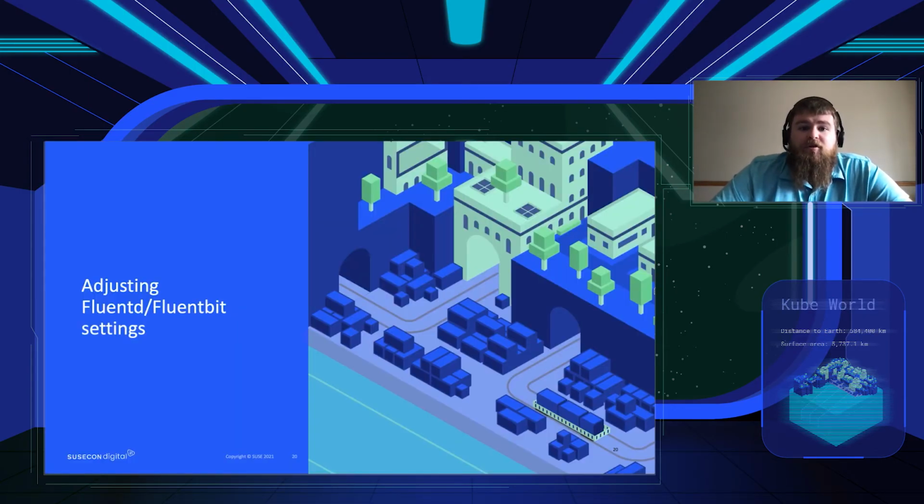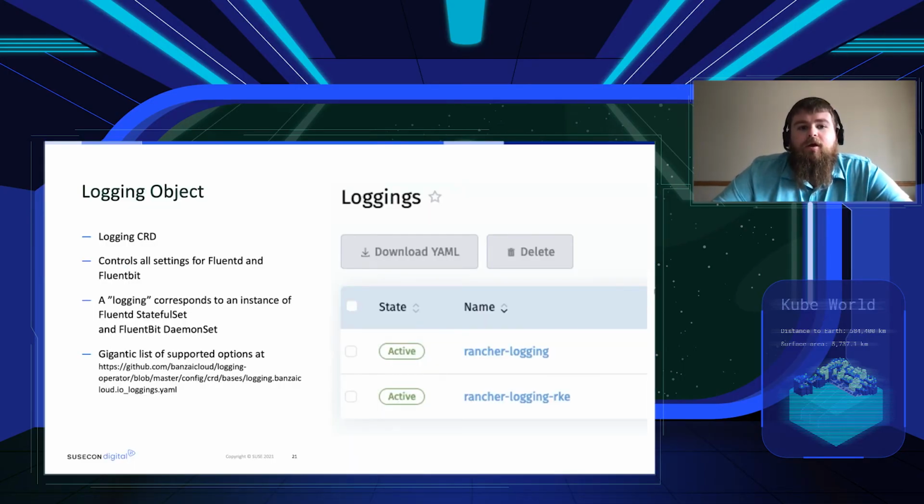When it comes to adjusting Fluentd and Fluentd settings, we have options in the Bonsai Cloud Logging operator. In the legacy logging integration in Rancher, we did not have exposure of the long list of options we do today. To adjust Fluentd and Fluentd settings, we can take a look at the logging resource. I lied a little bit earlier when I said there were 4 resources only for configuring logging: flow, cluster flow, output, cluster output. We also have what's called a logging object. It is a custom resource installed as part of the Bonsai Cloud Logging operator. A logging resource controls all of the settings for Fluentd and Fluentd.